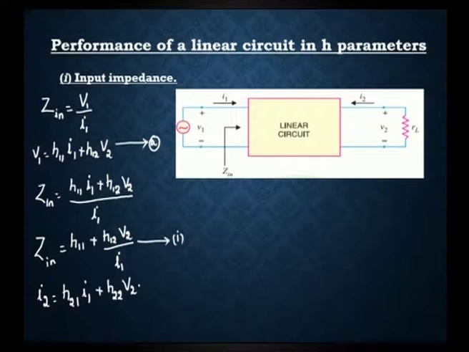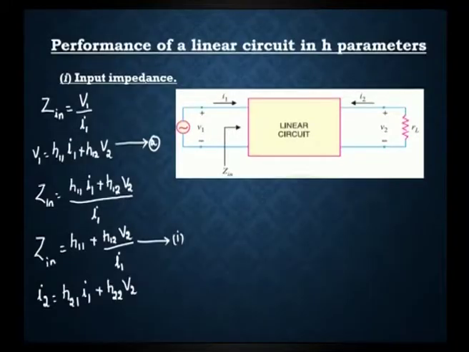So from the figure, what we can find is that I2 can be equal to minus V2 divided by RL, which we can find from the linear circuit. So I2 will be equal to minus V2 divided by RL.